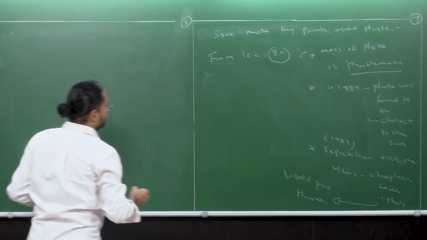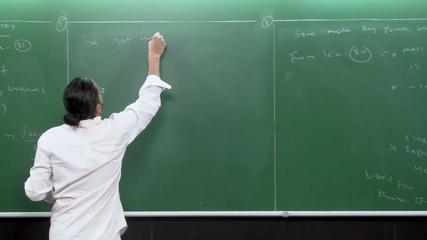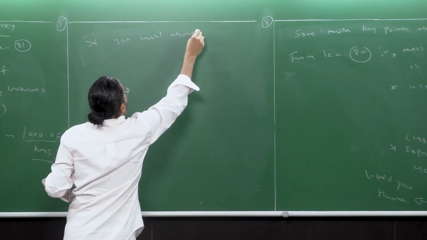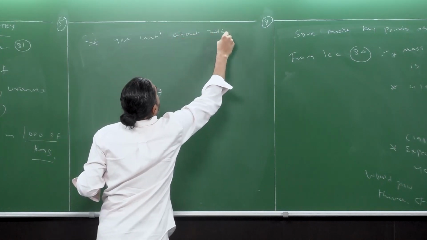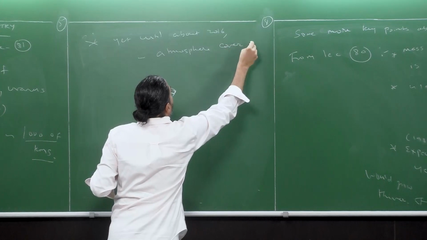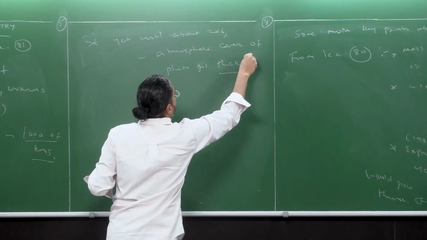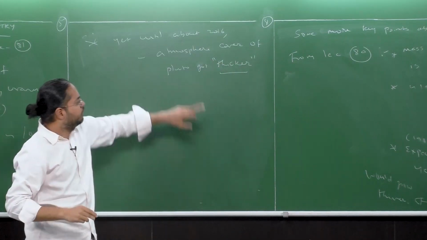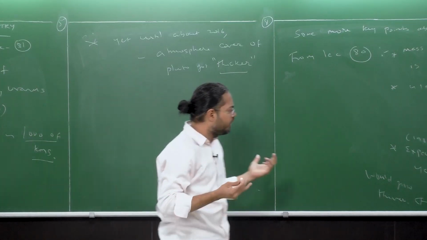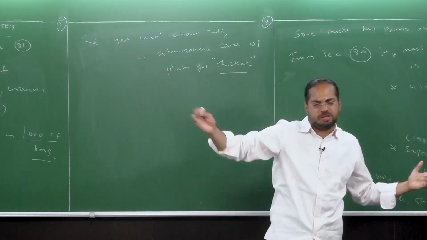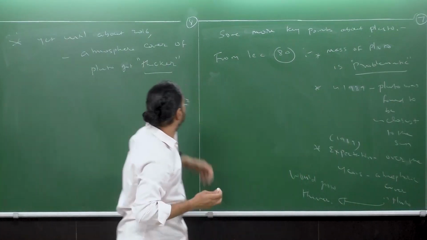But au contraire, yet until about 2016, the atmospheric cover of Pluto, I'm not giving you any quantitative number yet, grew thicker. This was surprising, because as you move further away from the sun, you don't have enough energy to sustain the atmospheric layer. So why should it be thickening?